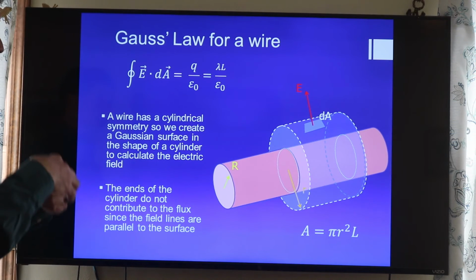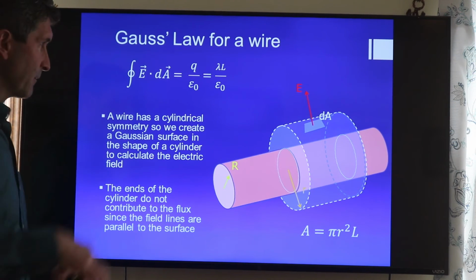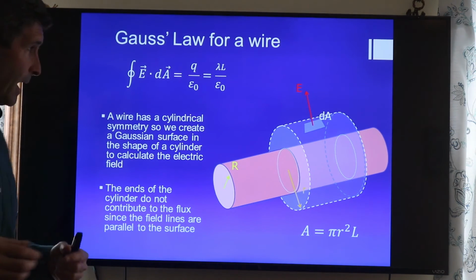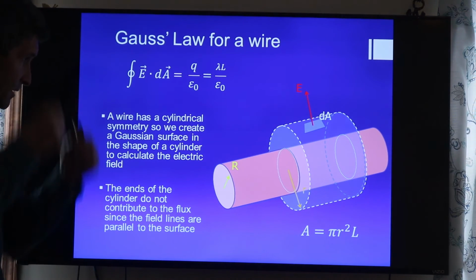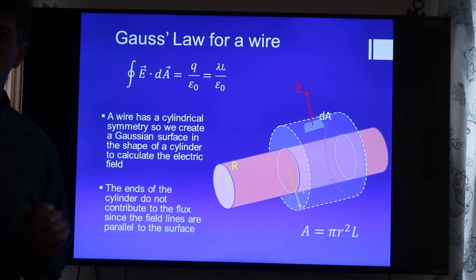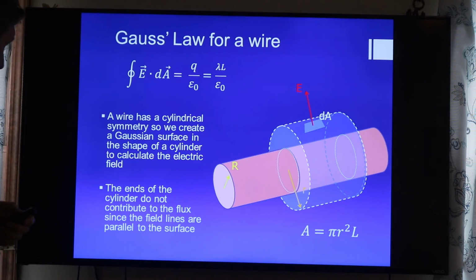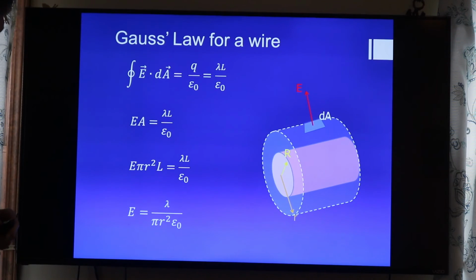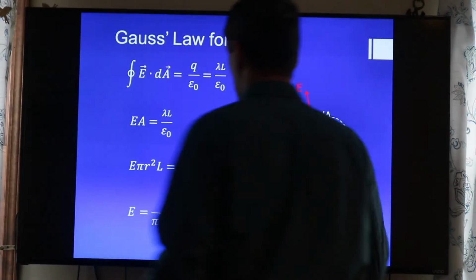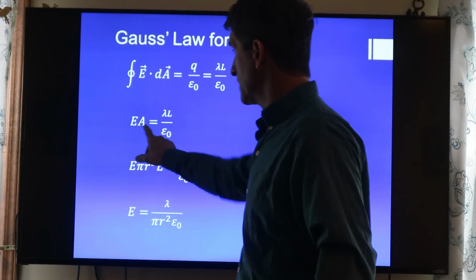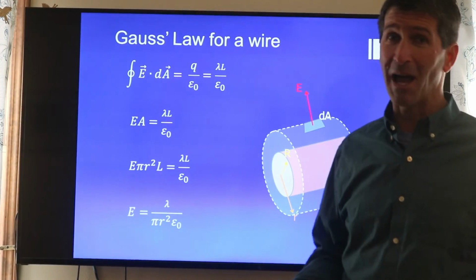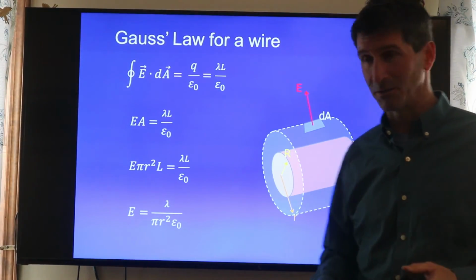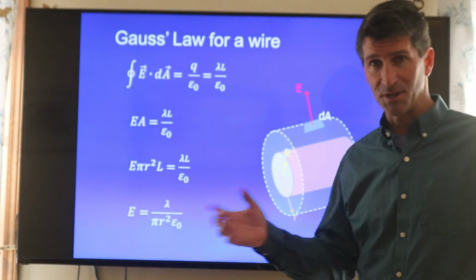So once again, the symmetry of our surface matches what we have right here. We can imagine the electric field lines being perpendicular to the wire itself. We go ahead and we do this calculation. Again, replacing our integral with E times A. You're starting to wonder now why we even have that integral right there. Why not always just say E times A?